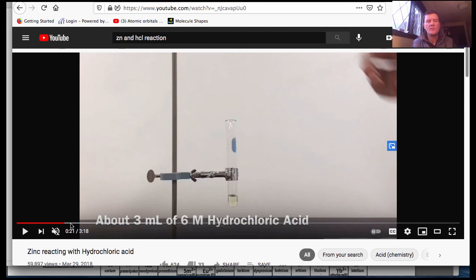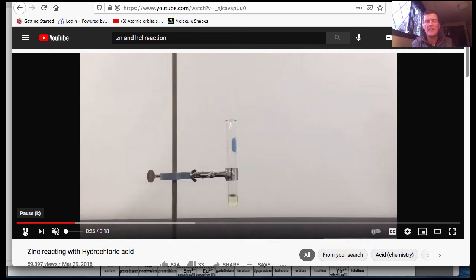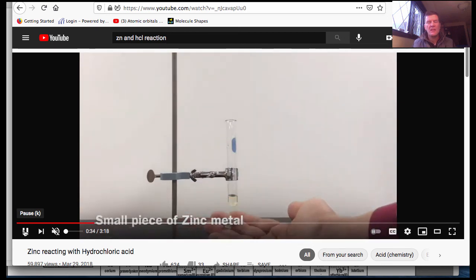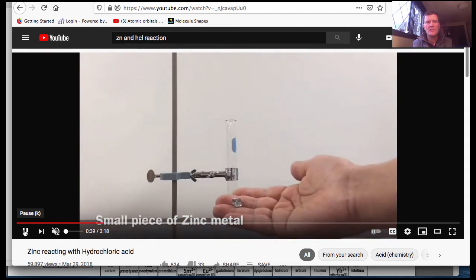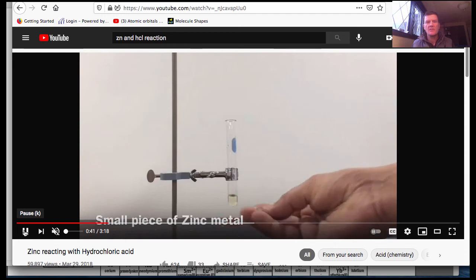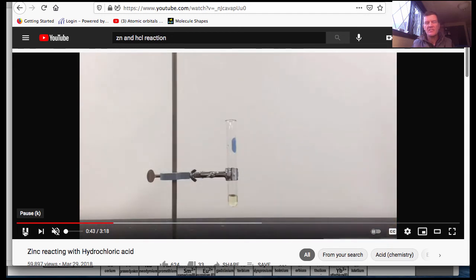Okay, so for this reaction here, we're going to take some concentrated hydrochloric acid, and that's what's in the test tube right there. And then what we're going to do is introduce a piece of zinc metal. Now if you remember what the reaction is going to be, the hydrochloric acid has HCl. So the H is the hydrogen.